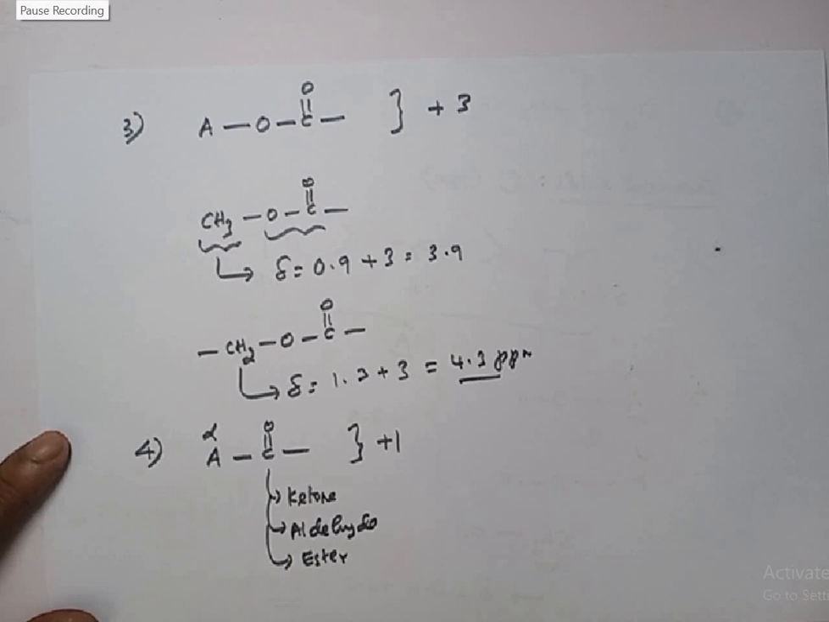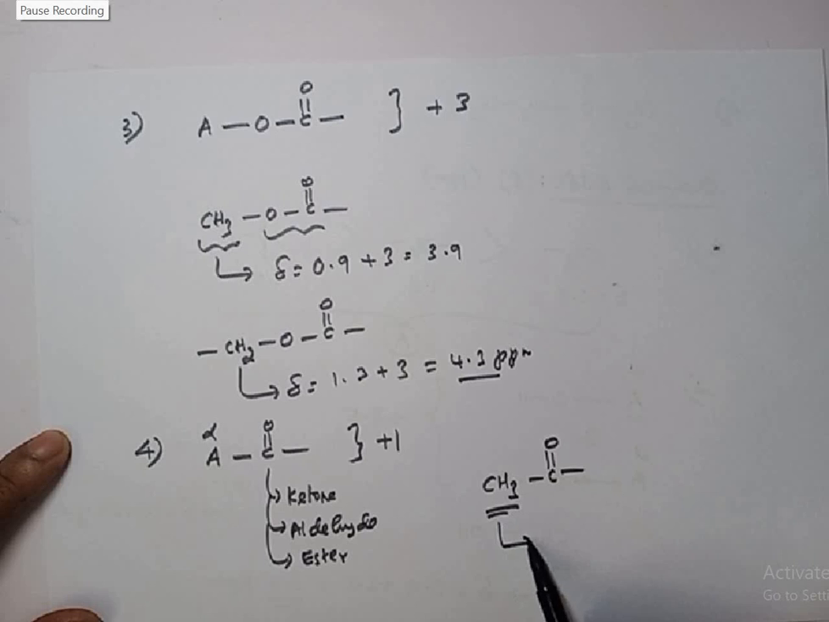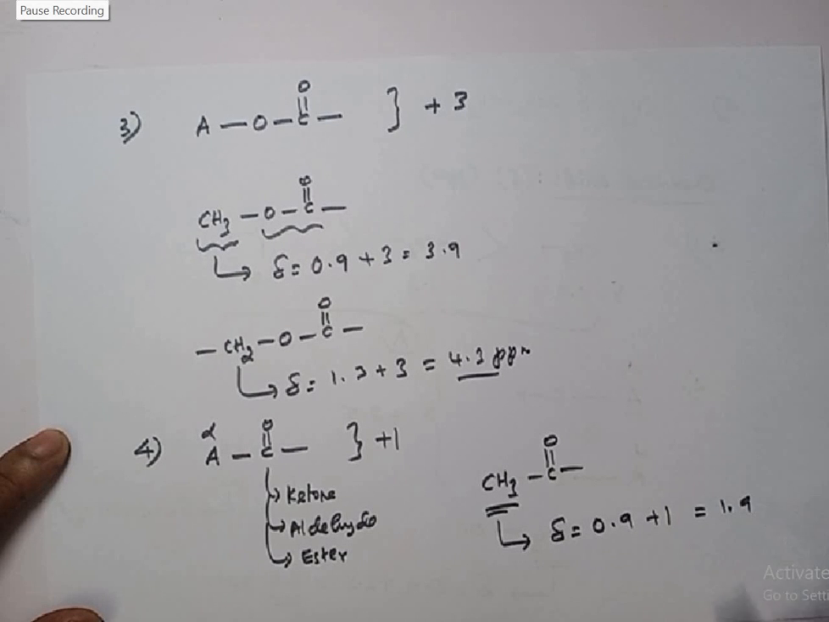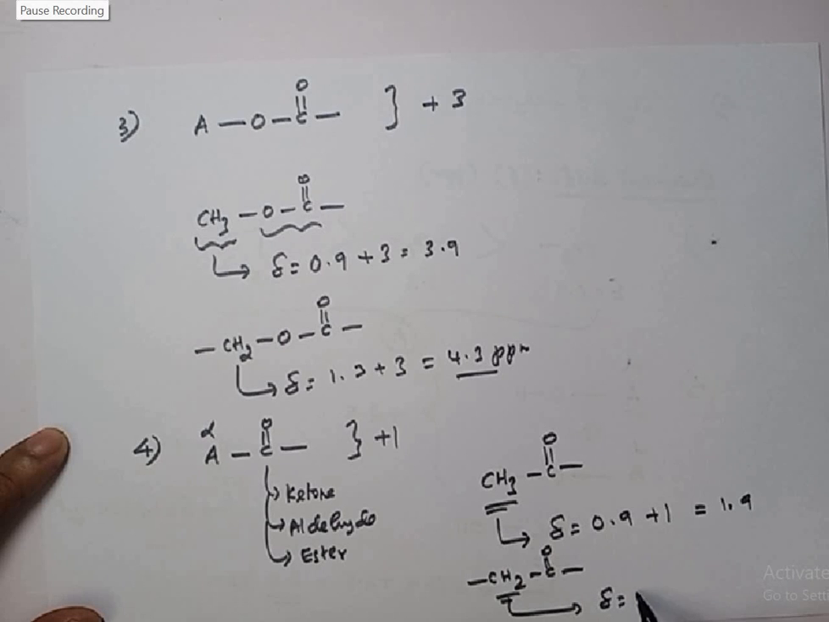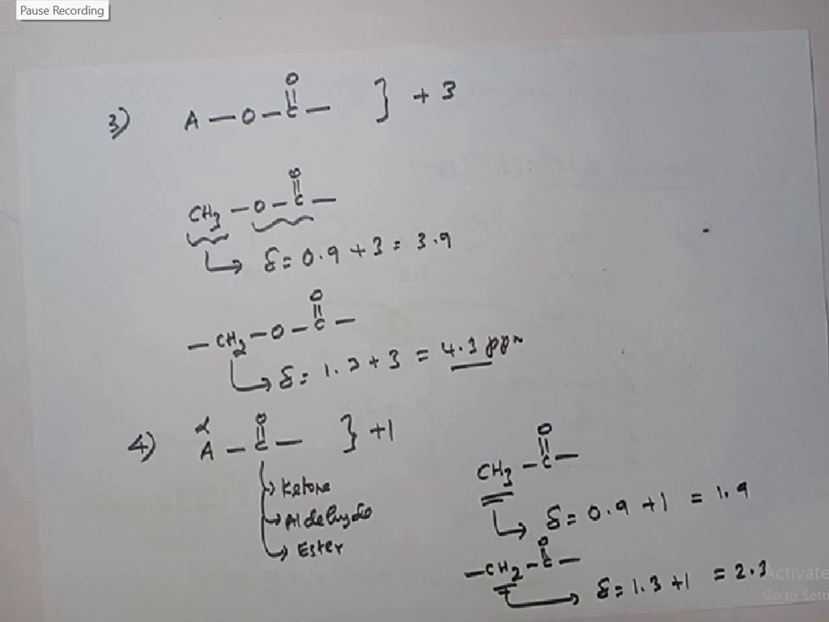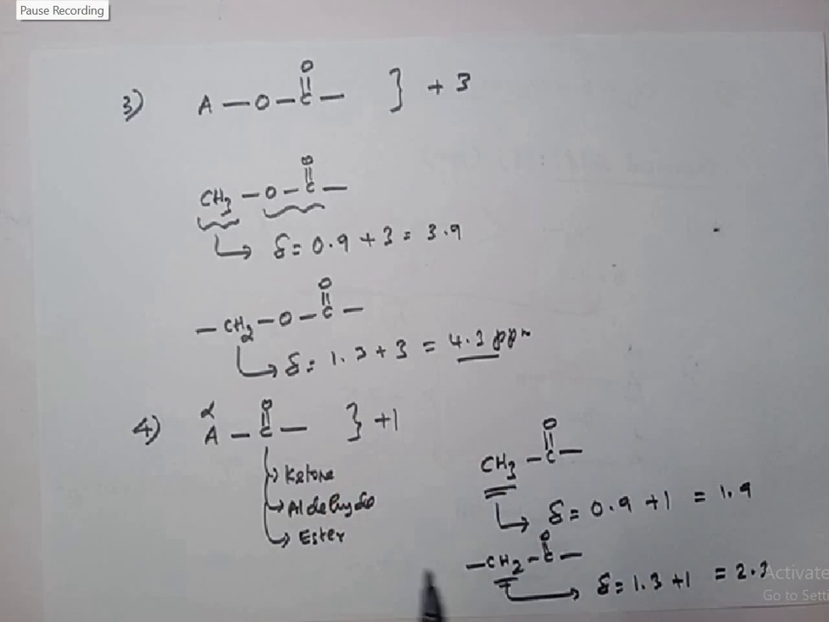Add plus 1. Suppose I have a CH3CO group. What's the chemical shift of this methyl now? Tell me. For methyl, the general chemical shift value is 0.9. To this add 1. So what's the value? 1.9. Okay, suppose I have a CH2CO group. What should be the chemical shift? 2.3. Yes, 1.3 plus 1, I get 2.3 ppm as the answer. So this empirical rule is just an idea. It's a shortcut or trick, we can say.